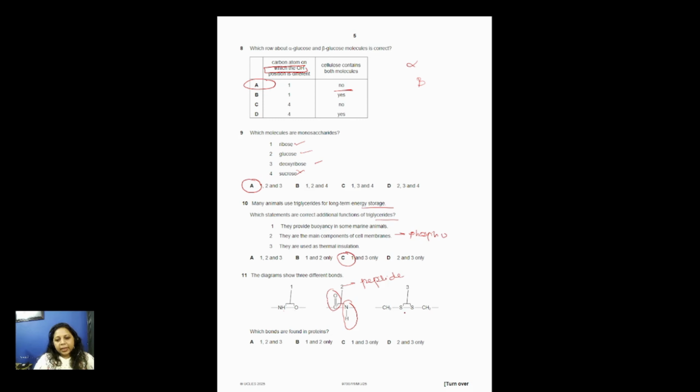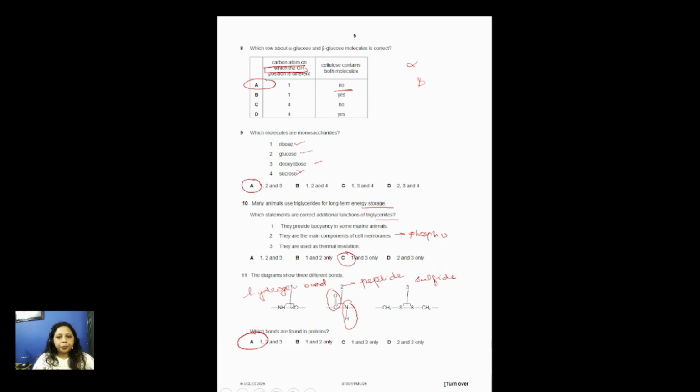Then there is an S-S sulfide linkage. So yes, sulfide linkage and peptide bonds are present in both. Let's say whether it's present or not. This one is additional, which is called hydrogen bonding, and it is also present in proteins. So all three are present in proteins.